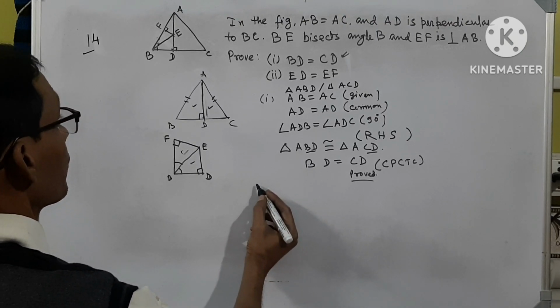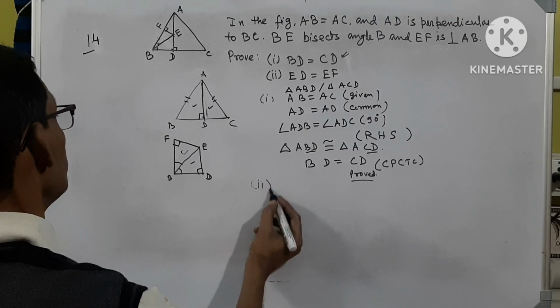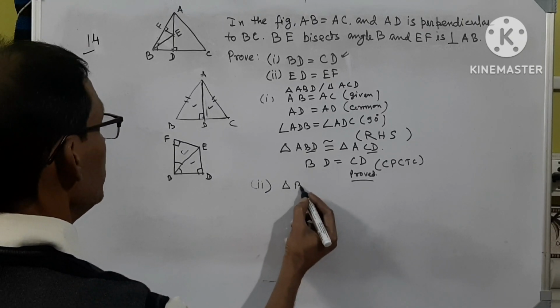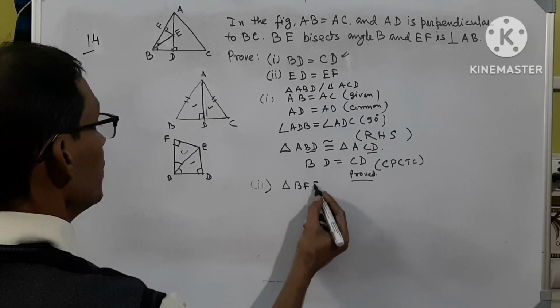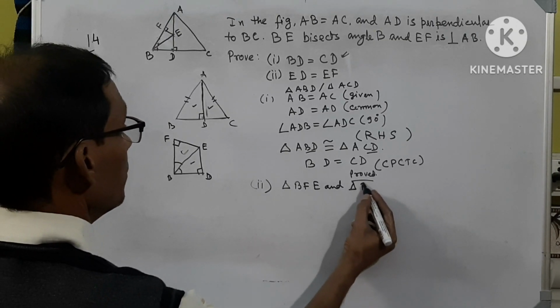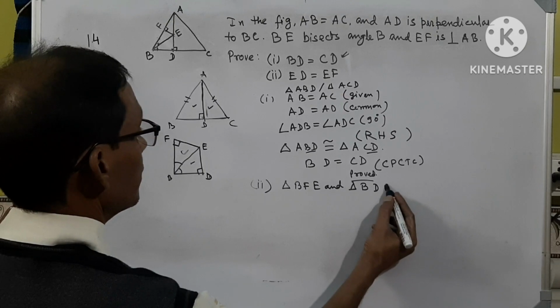Let's try. Number 2. In triangle BFE and triangle BDE.